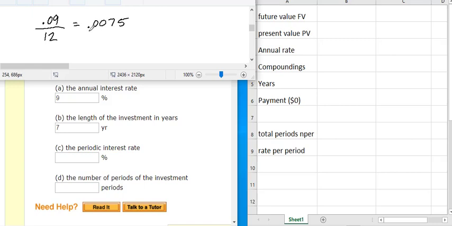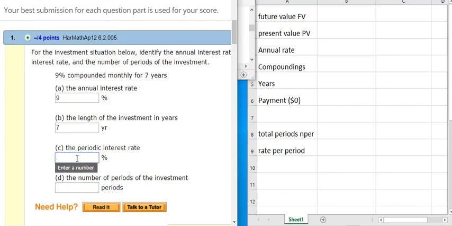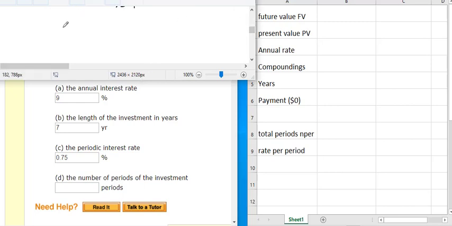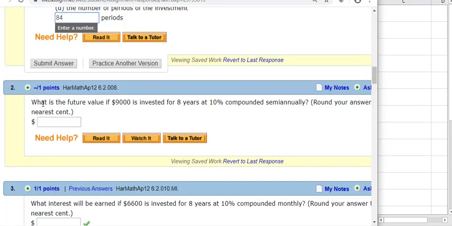0.0075. As a decimal, to make it a percent, you move the decimal 2 places. So it would be 0.75%, and that's per month. Total number of periods of the investment, well, 7 years of monthly compounding. So the total number of periods will be 7 years times 12 months per year would be 84 months of compounding. Okay, let's look at question number 2.